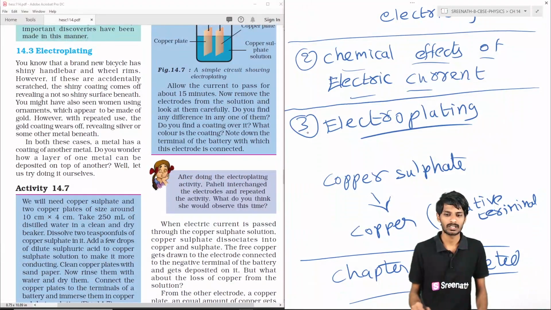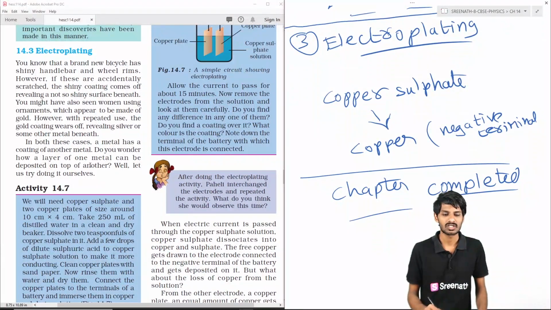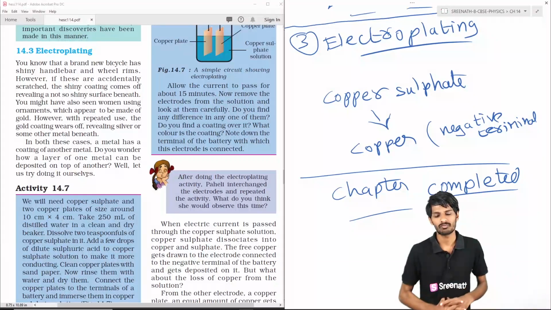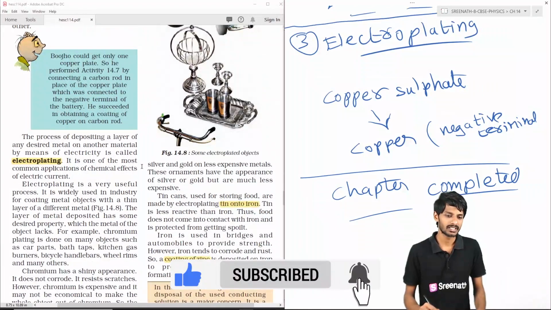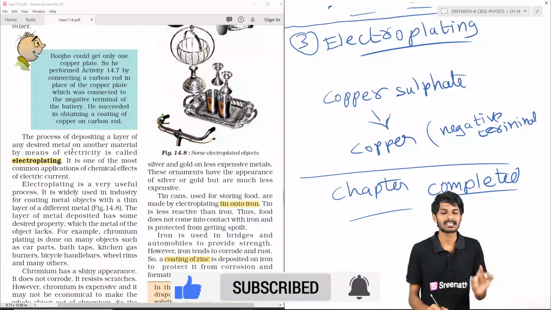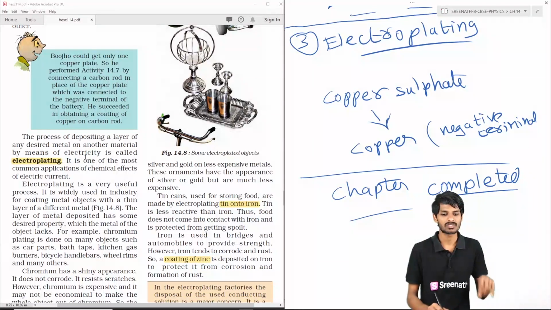Next thing is electroplating. So in electroplating, what happens? One type of material gets deposited on another type of material. This is because of the passage of the electric current, students. So that is called electroplating. Electroplating nowadays has several applications, students. The process of depositing a layer of any desired material on another material by means of electricity is called electroplating, students. Okay.